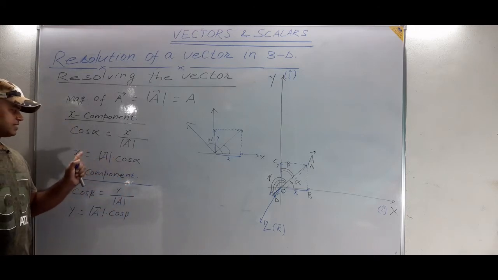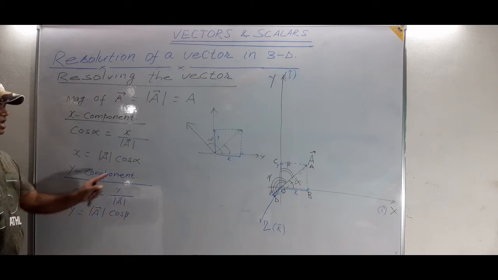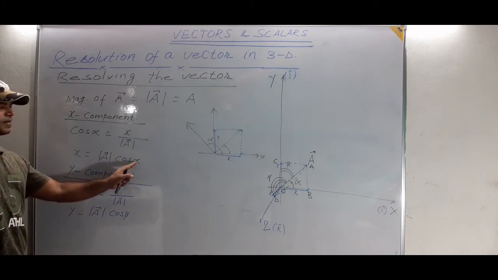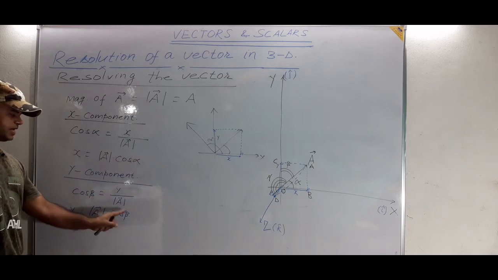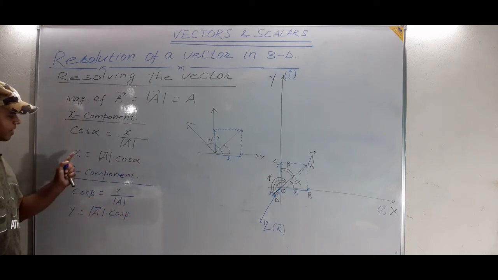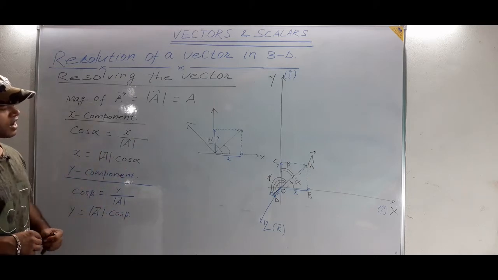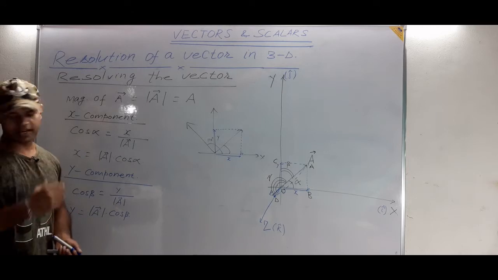A cos alpha is the x component, a cos beta is the y component. Alpha is the angle the vector makes with the x-axis, beta is the angle the vector makes with the y-axis. So for x, a cos alpha, for y, a cos beta. Now let's look for the z component.